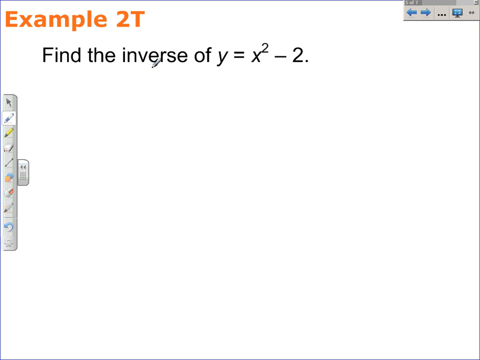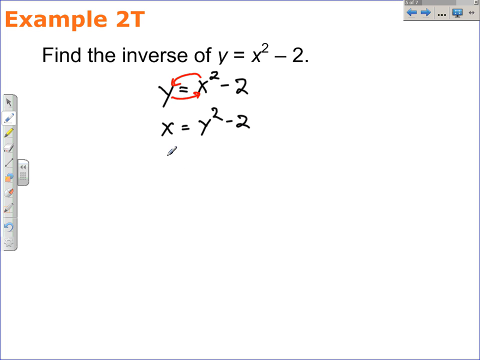So in example 2, we're going to see how to find the inverse of an equation as opposed to the inverse of a relation in the form of ordered pairs. So I'll just copy down the original equation, y is equal to x squared minus 2. And really all we have to do here is switch the x and the y. We're going to write this equation as x is equal to y squared minus 2. And we'll need to now solve for y.